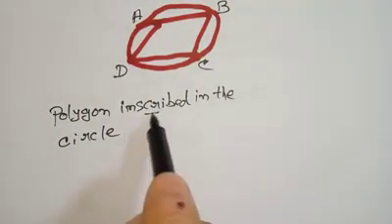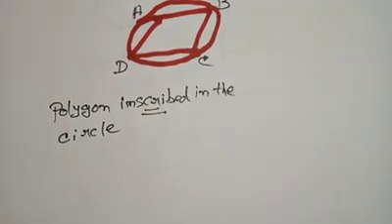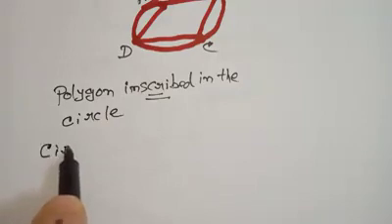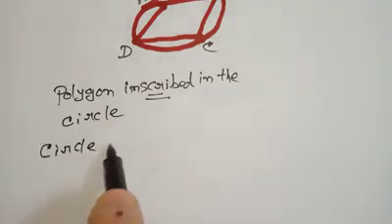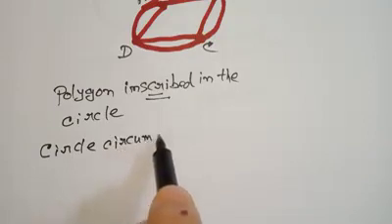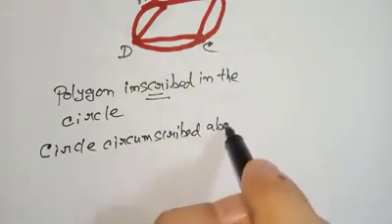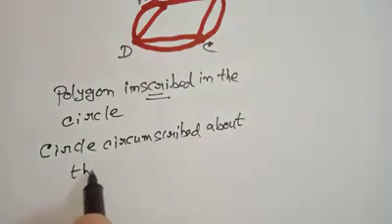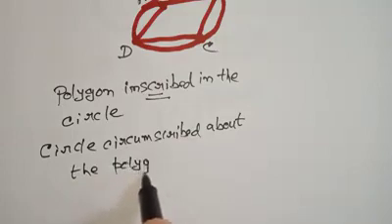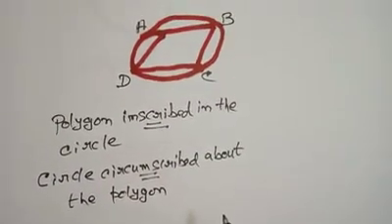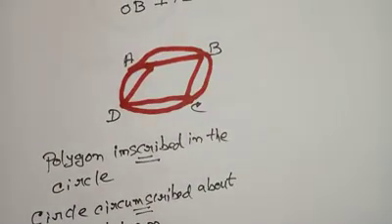So these are two words, one is inscribed and another one is circumscribed. The polygon is inscribed in the circle, and the circle is circumscribed about the polygon. So these are the two new terms we have learned: inscribed and circumscribed. The polygon is inscribed, that is, it is within the circle, and the circle is circumscribed, that is, it is outside the polygon.